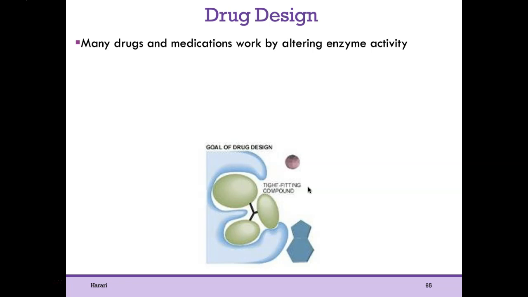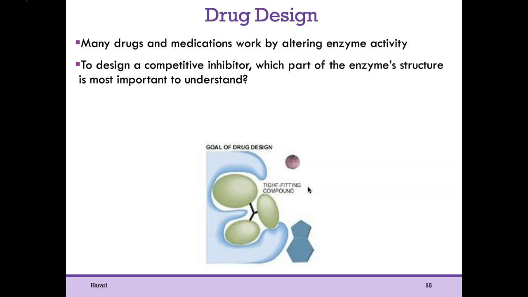So many drugs and medications work by altering enzyme activity. For example, aspirin relieves pain by binding to an enzyme that normally will produce pain molecules. So aspirin inhibits the production of pain molecules. Right? Antibiotics work by inhibiting enzymes found in bacteria. Right? So we could also discover and develop new medications by understanding the shape of enzymes.